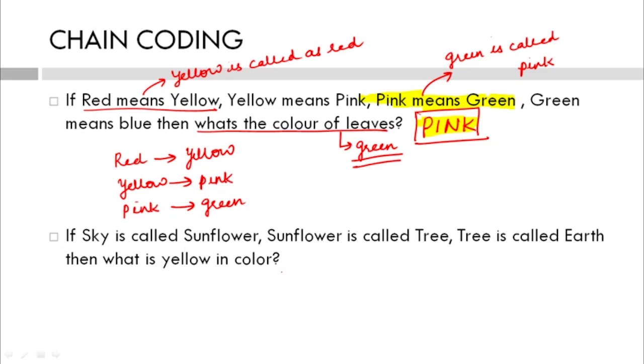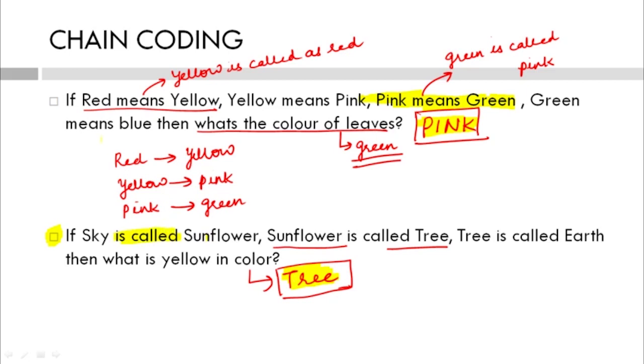What is actually yellow in color? Sunflower is yellow in color. But what is sunflower called in this language? Sunflower is called as tree. Or what will be yellow in color actually? Tree will be yellow in color. It's the sunflower which is actually yellow in color, but in this language, sunflower is called as tree. The second type is very, very easy because the word given here is called, right? So it's given directly, so you are able to find out the answer very fast.